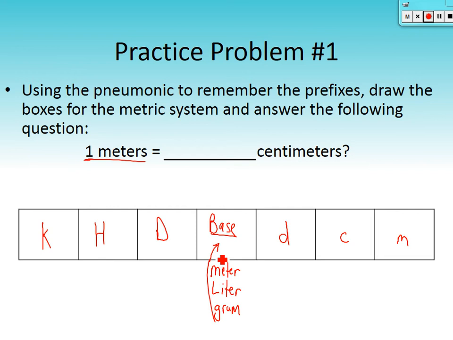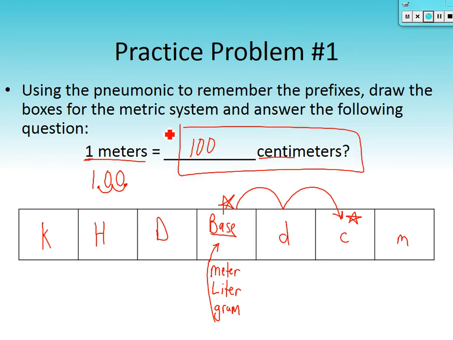So we're starting right here at the base unit, at meters. And we want to go to centi. So which box means centi? Well, that's the C. So let's count how many boxes we need to move and in which direction. 1, 2. And that ends up in the C, in the centi box. So what are we going to do with our decimal? We're going to move it 1, 2 to the right. Well, 1 has an understood decimal right here. We move it 2 spots to the right, 1, 2, and now the decimal's here. That becomes 100. And so there's my answer, 100 centimeters.